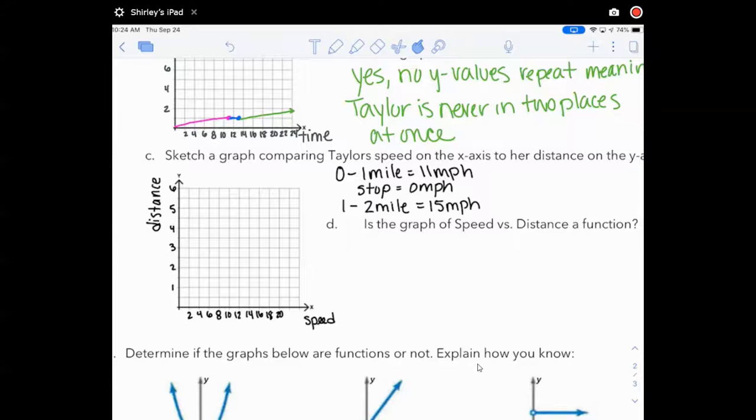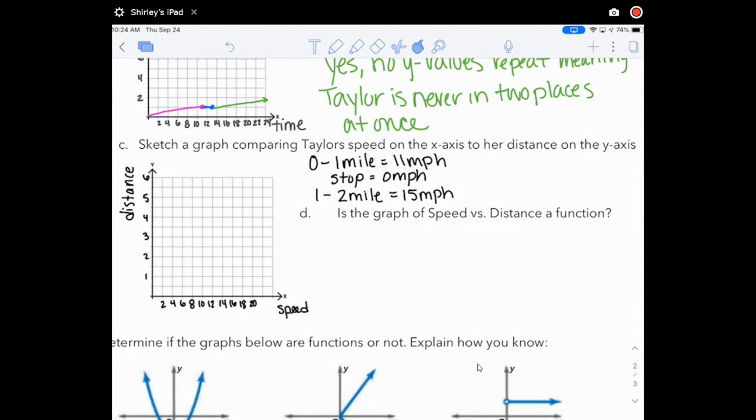Okay, our next part says sketch a graph comparing Taylor's speed on the x-axis to her distance on the y-axis. So this is something that typically we're not going to see graphed, but we're just going to investigate it, really just to determine whether distance is a function of speed or not. Okay, so I rewrote some of our information from above down here.